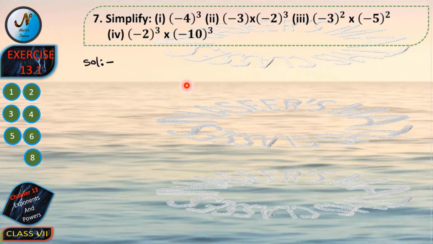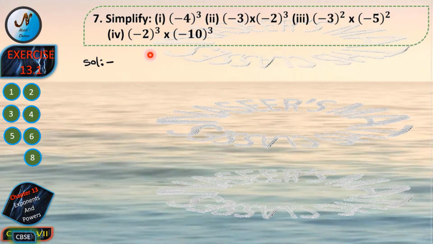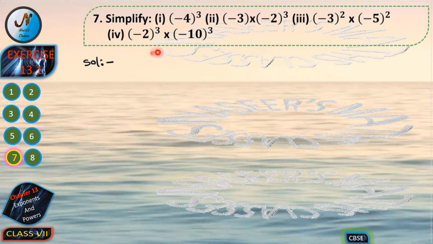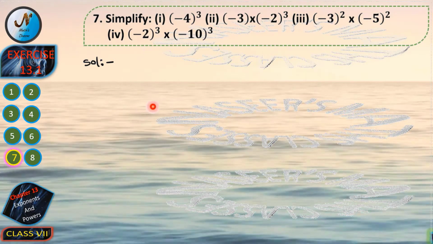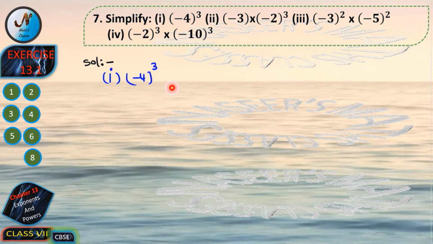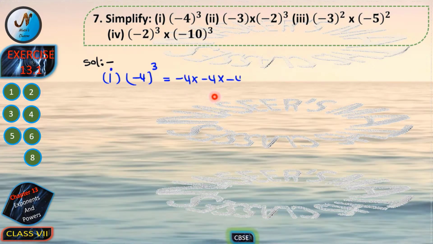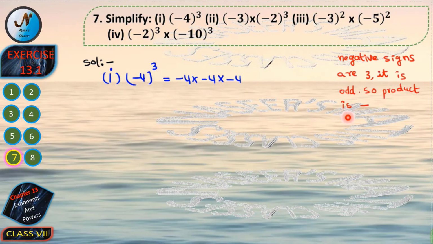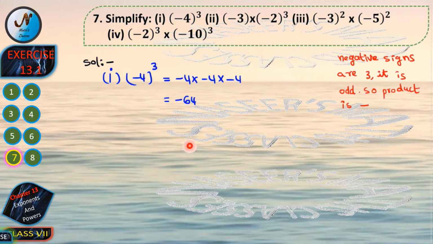Now we are going to solve seventh problem of exercise 13.1. In this problem, it is given that simplify the following. Here total 4 bits are given. So first one is minus 4 whole cube. Minus 4 whole cube means minus 4 is 3 times multiplied. So minus 4 into minus 4 into minus 4. Here 3 negatives, which is odd. So product is negative. So we get minus 64.